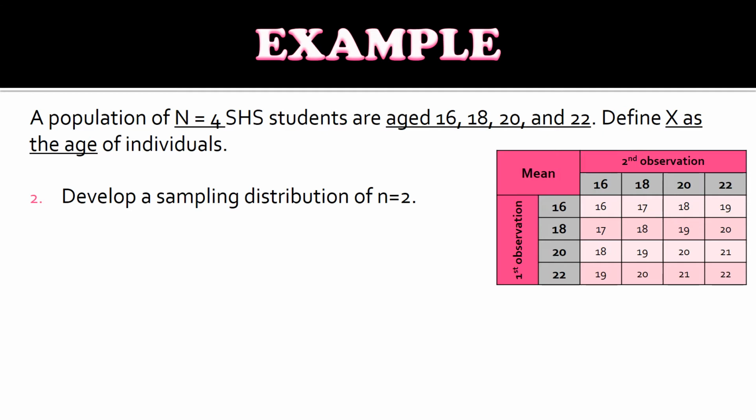Okay, so we just copy the table from earlier. Now we can solve for the mean. Same formula: 1 over n times the summation of x. So just substitute. If you look into the table, there is only one 16, 17 is 2, 18 is 3, 19 is 4, 20 is 3, 21 is 2, and 22 is 1.